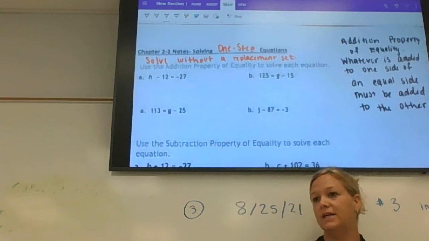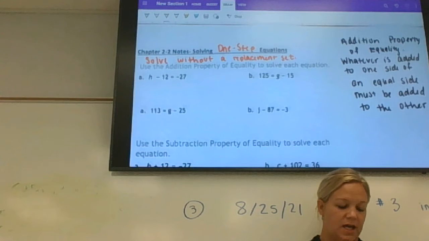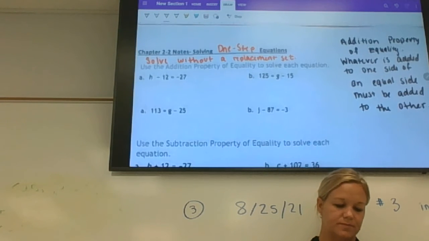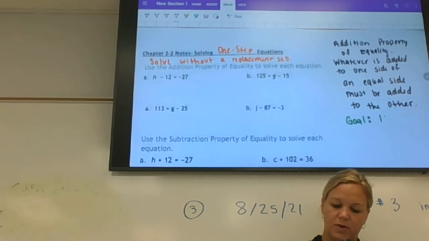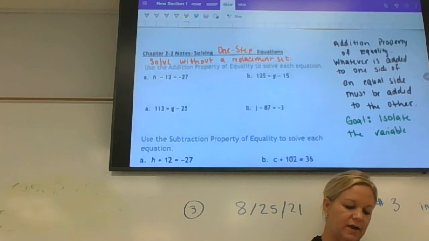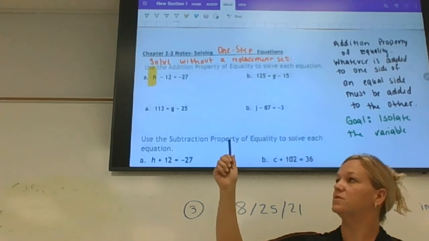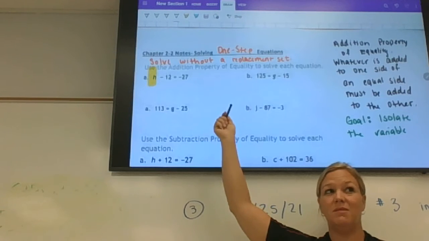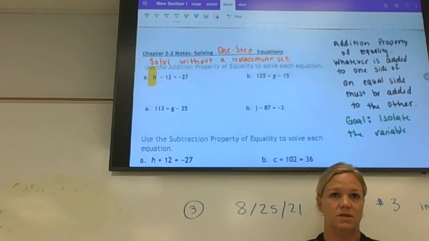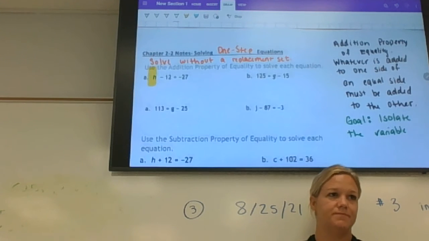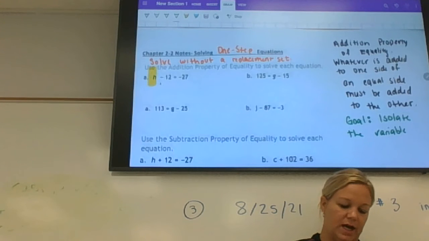So we're going to use a process to figure out what h is. I want to have h alone. Let's set our goal as getting a variable alone. My goal is to isolate the variable given. And so I have h here. And what's with h is a minus 12. And that minus 12 is like hard in my way. So I'm going to cancel it out. What is the opposite of subtraction? Addition. So I'm going to add 12 here.